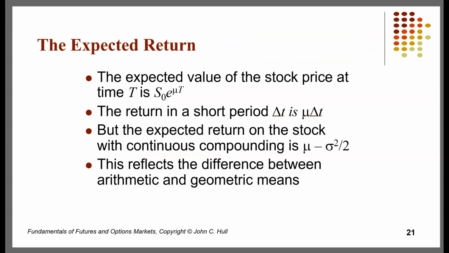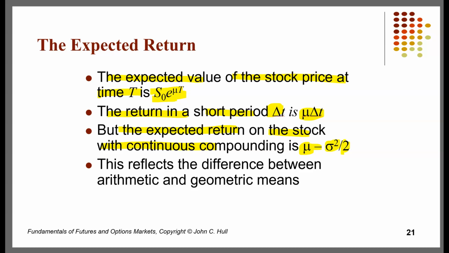Alright, our expected return properties. Here the expected value of the stock price at time T is simply the future value of the stock price at mu T, and we saw that the return in a short period of delta t is going to be equal to mu delta t, but the expected return on the stock with continuous compounding is really going to be equal to mu minus sigma squared divided by 2.